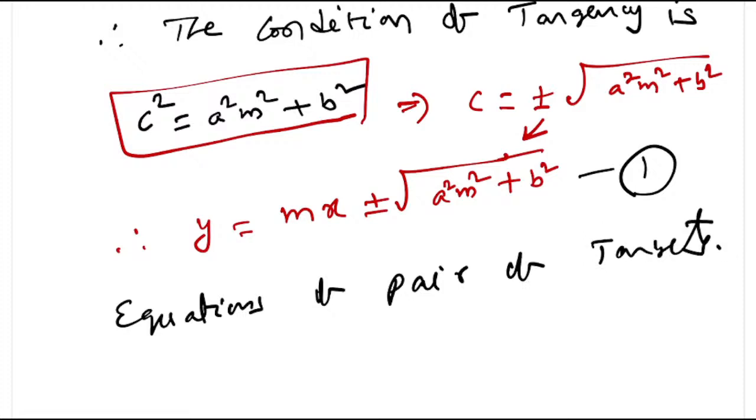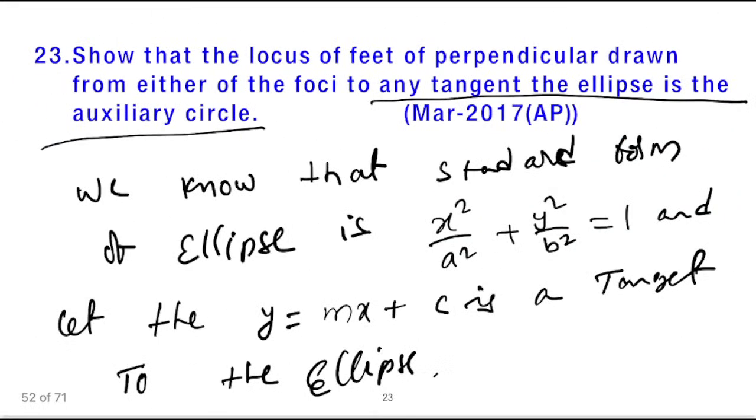Now read the question again very carefully. Just read the question again carefully and look at what he is saying. What he says is: locus of the foot of the perpendicular drawn from either of the foci.